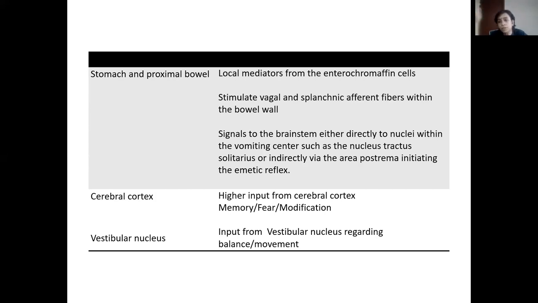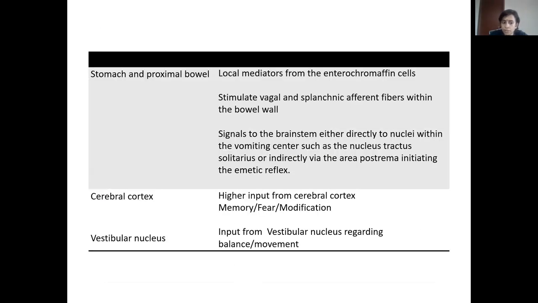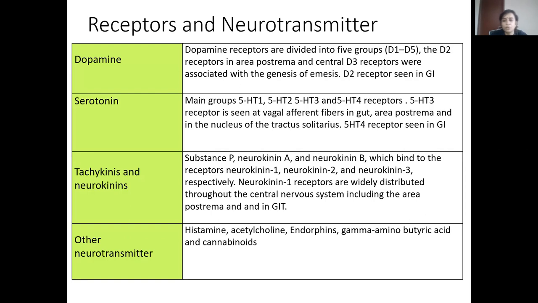And the last one, the vestibular nucleus, is mainly concerned with balance and movement. So the five centers: vomiting center, CTZ, stomach, cerebral cortex, and vestibular nucleus. The five key players. Now comes the most confusing part of today's session, the receptors. But we try to remember the most important ones. These are the most important ones.